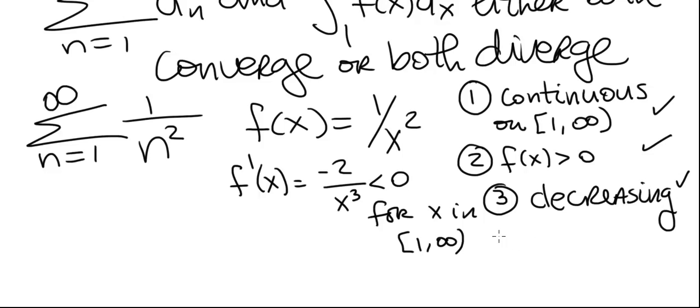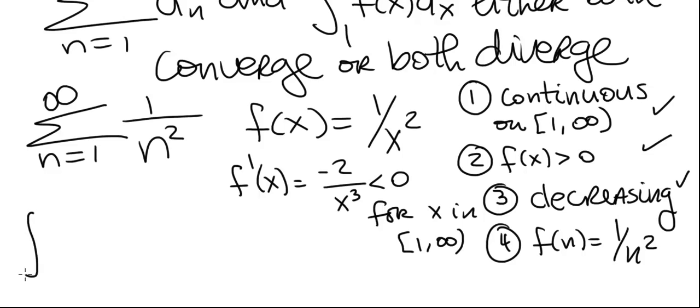And then number 4, f of n is 1 over n squared. So this function satisfies all 4 conditions, and this will allow us to use the integral test. So we'll evaluate the improper integral from 1 to infinity of 1 over x squared. If this improper integral converges, so does the series. And if it diverges, the series will diverge as well.